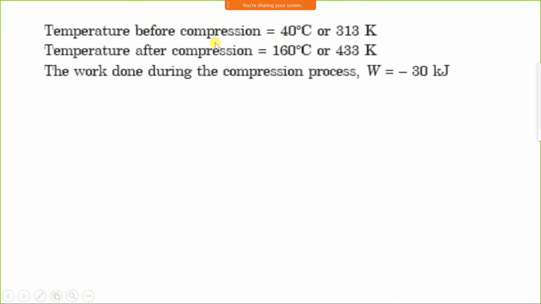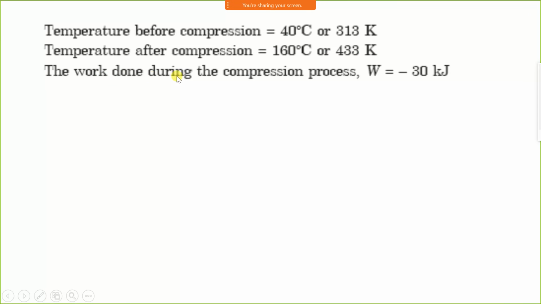Temperature before the compression is 40 degrees centigrade, that is 313 Kelvin. Temperature after compression is 160 degrees centigrade, that is 433 Kelvin. How to convert degree centigrade to Kelvin? Add 273. If you add 273 to 40, it becomes 313. If you add 273 to 160, it becomes 433 Kelvin.